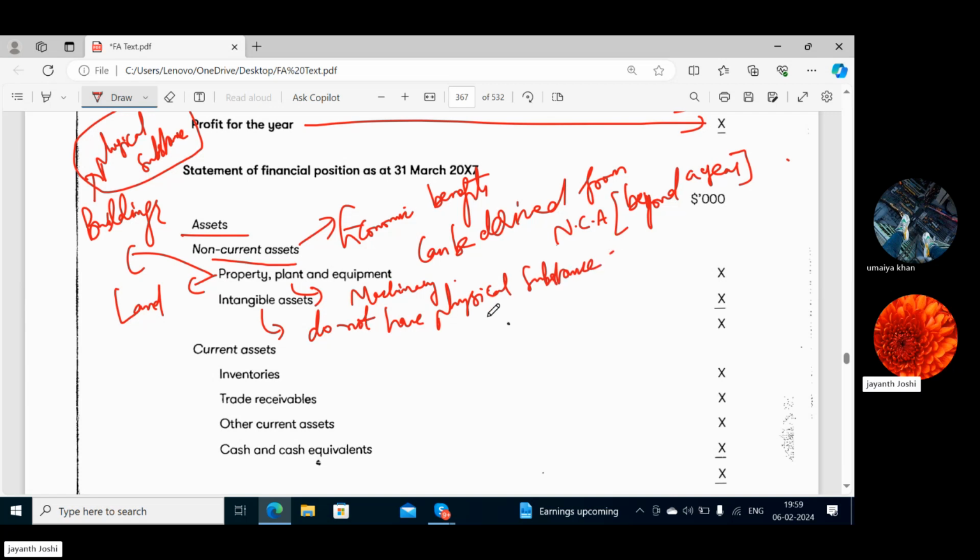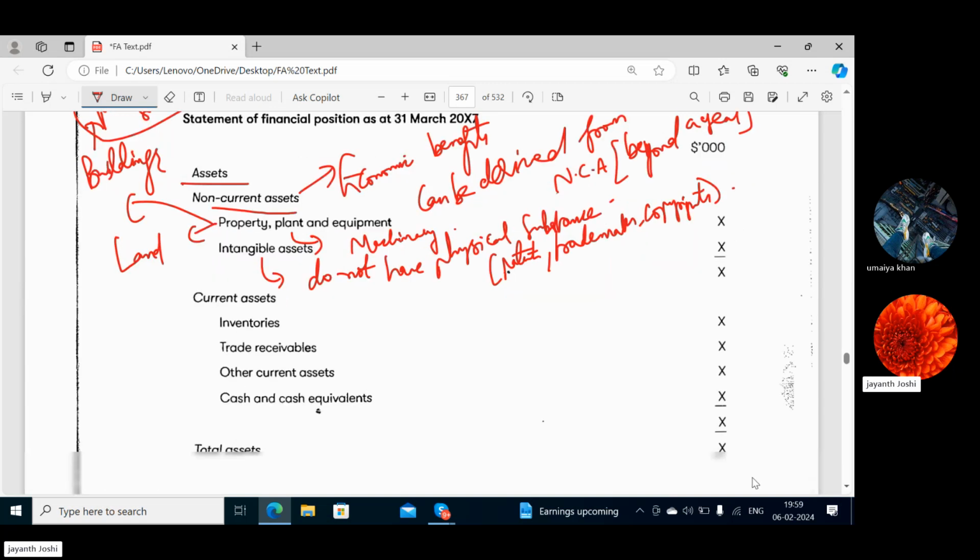Patents, trademarks, copyrights are some of the examples. Then you have the current assets which give you economic benefits within 1 year of time. Stock, receivables, and then there can be other current assets like prepaid expenses, outstanding income.